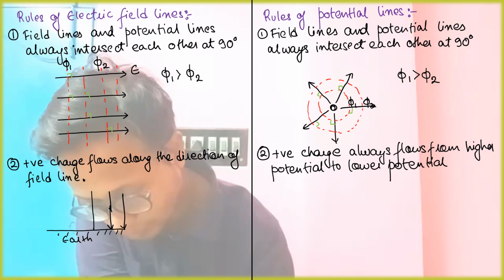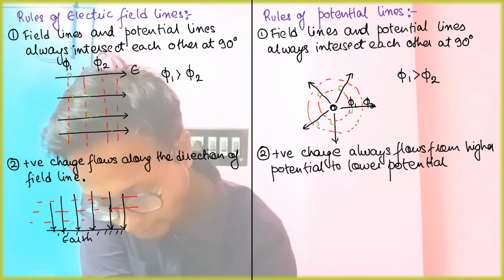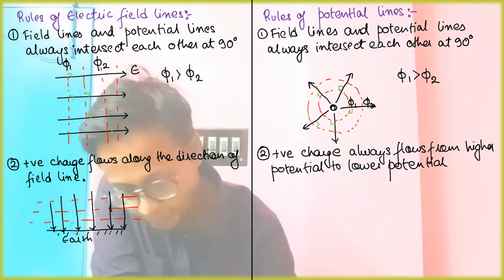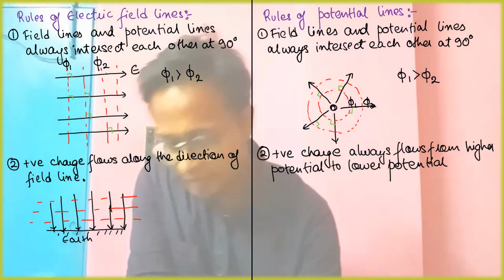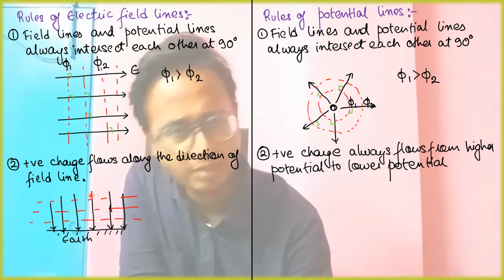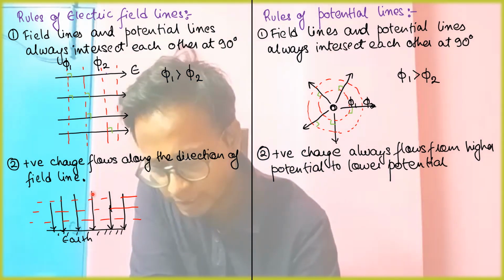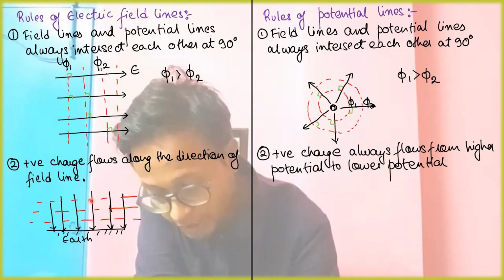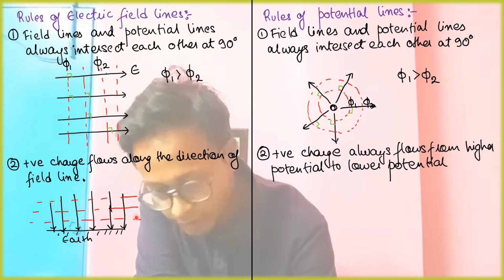Gravitational field lines would look somewhat like this, and potential lines would look somewhat like this. Understood? The red is potential lines, the black is gravitational field lines. Now if you keep a 5 kg mass out here with zero initial velocity and no external force, it would move from higher potential lines to a lower potential line. That means it would move from this potential line to this potential line.